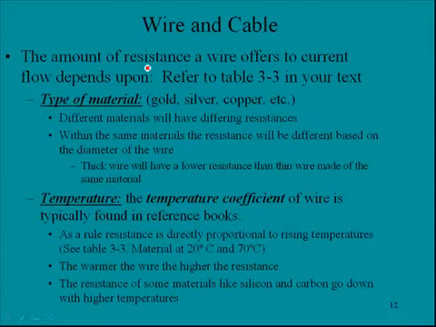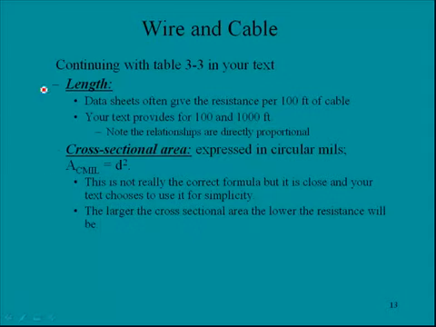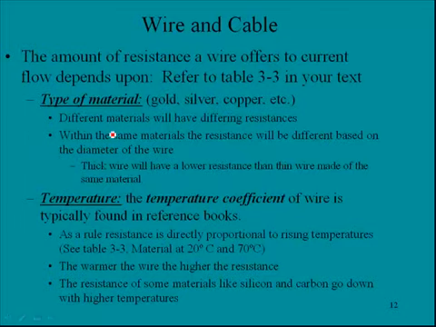The amount of resistance a wire offers to current flow depends upon, and there is a table in your text, 3-3, that addresses this particular subject. We're going to be looking at 4 items that will impact resistance to current flow, and we will look at type of material, temperature, length, and cross-sectional area. First of all, let's look at type of material.